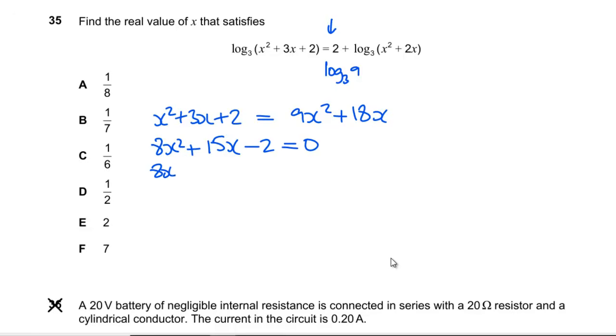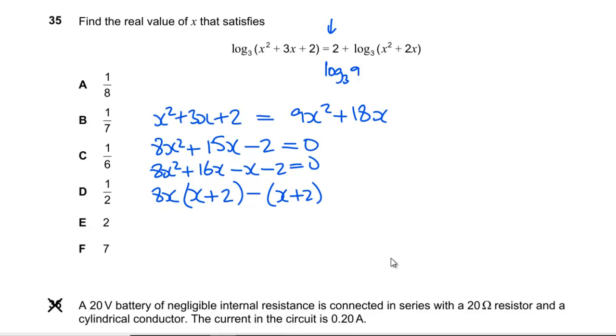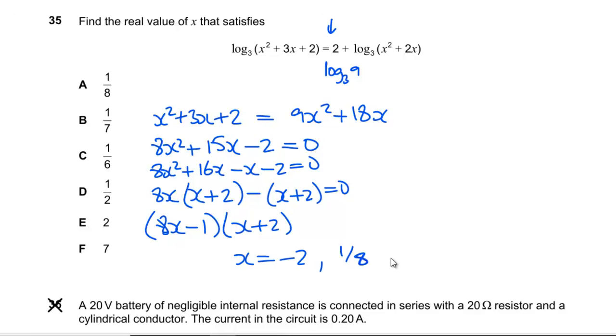So that is going to split, isn't it? 8x squared plus 16x minus x minus 2 is 0. 8x, then we'll have an x plus 2, and then minus an x plus 2 is 0. So 8x minus 1, x plus 2. So we've got x is minus 2, or it is an 8th. I'm guessing minus 2 is going to be the one that causes a problem. Why is that going to cause a problem? Yeah, because we're going to get a 0 there. So it's got to be the 8th, which is A.